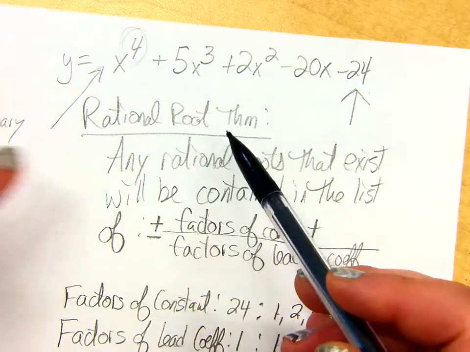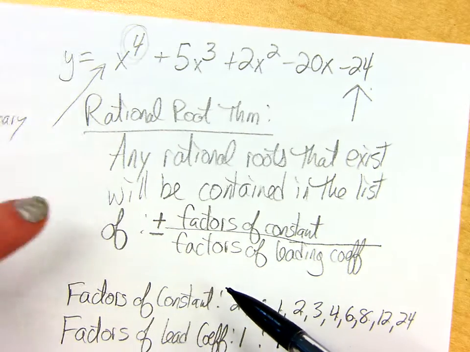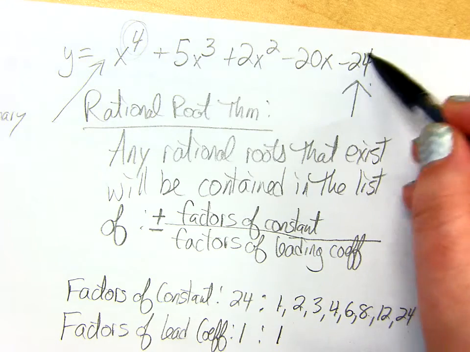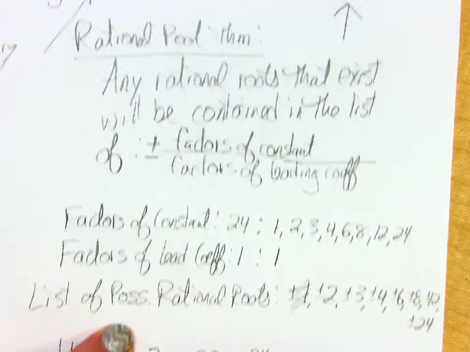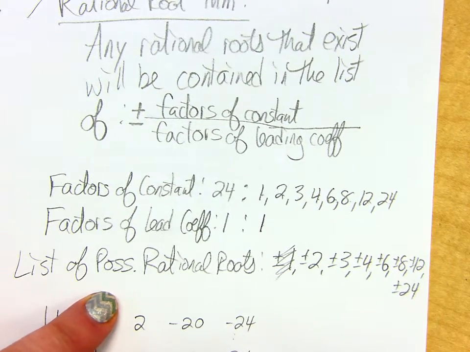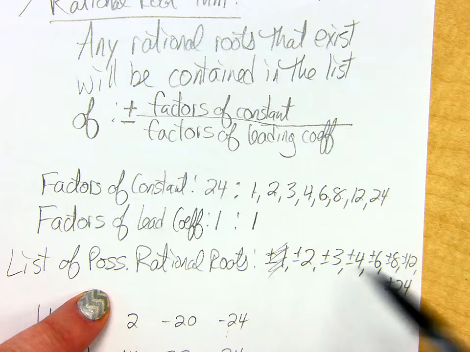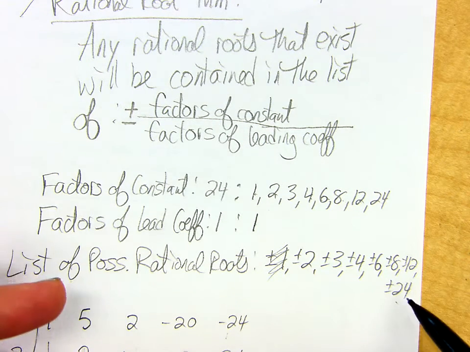So we use the rational root theorem to tell us if there are any rational roots. They will be found in the list of all the factors of your constant divided by the factors of your leading coefficient. So that's what we did here. We made that big long list, and I know it looks like a lot of numbers, but before you had an infinite number of numbers. Now I'm down to a handful.